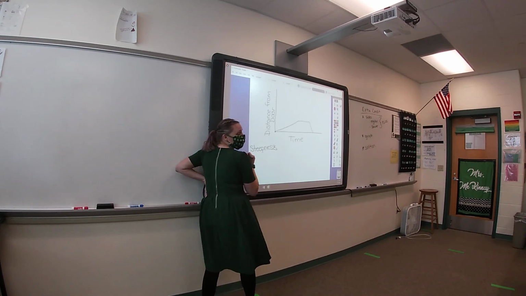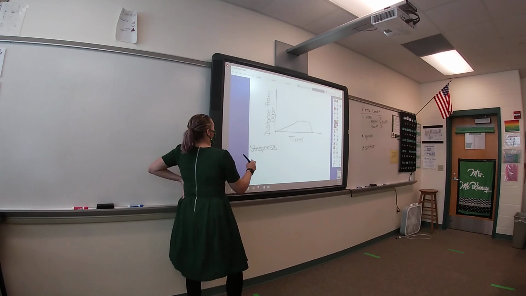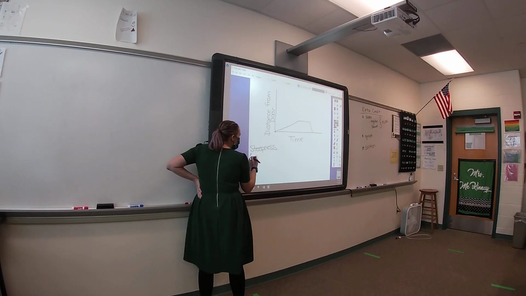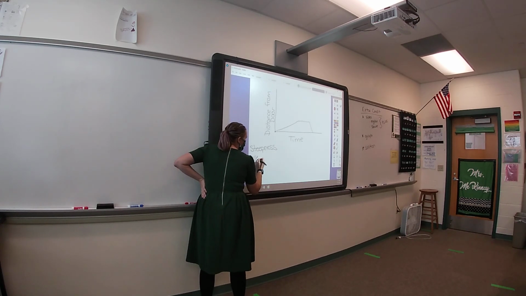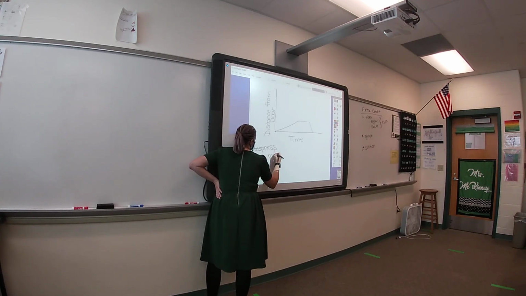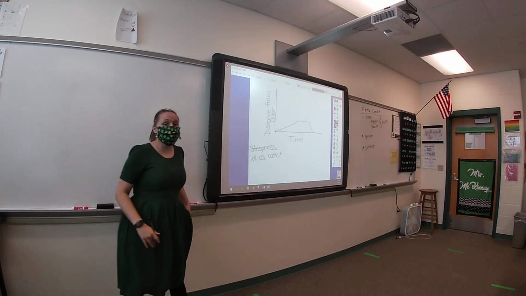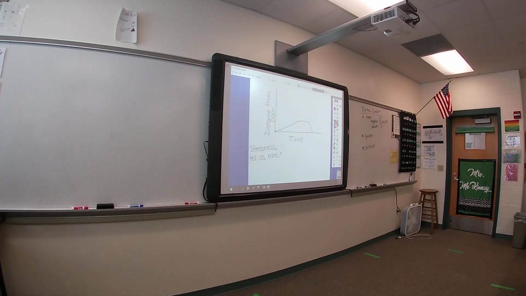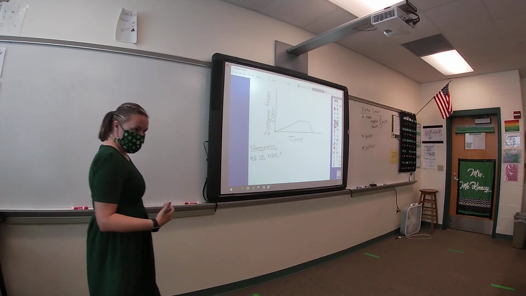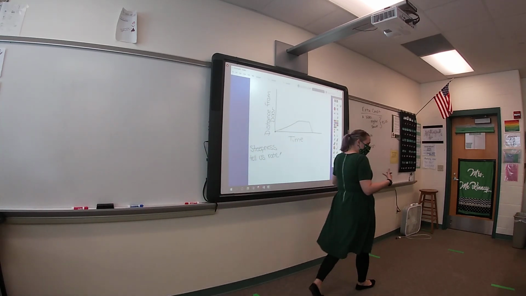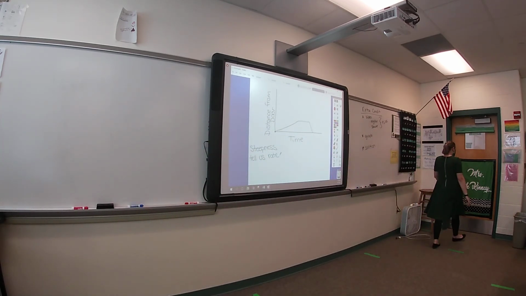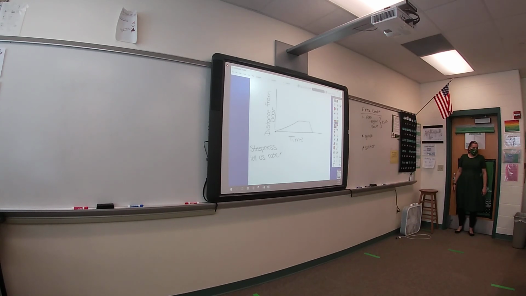I'm not honestly 100% sure that that's a word, but it is now. I keep using it. So the steepness of the line is going to tell us the rate. In this case, because we're talking about speed, the steeper the line, the faster we're going. The more shallow the line, the slower we're going. So far, so good?